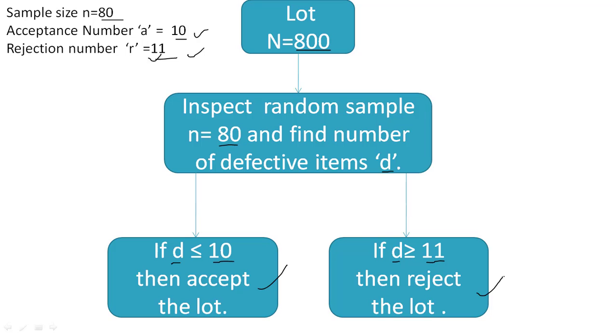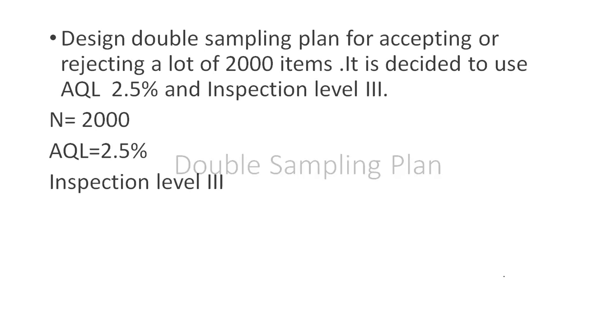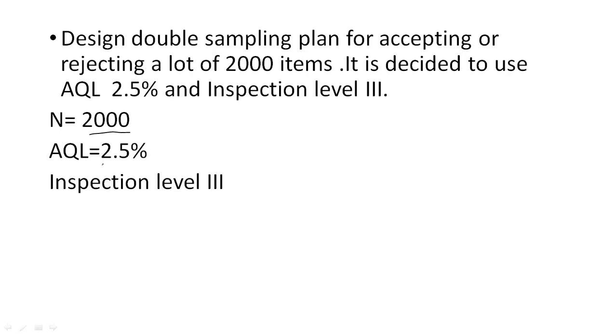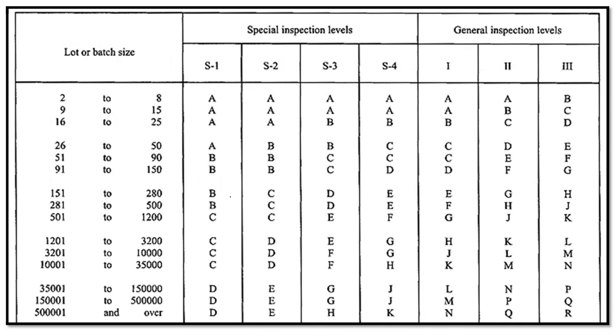Now we will take an example of double sampling plan. Double sampling means we need to inspect a lot by taking two samples. So first we are going to understand the data. Here a lot of 2000 items is given, AQL is 2.5% and inspection level is 3. So from this data we will first find a few values of sample size and acceptance and rejection numbers.